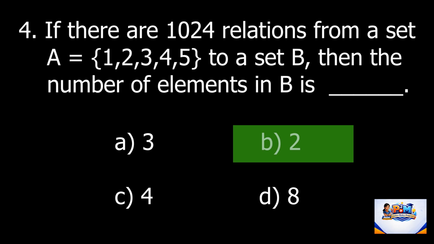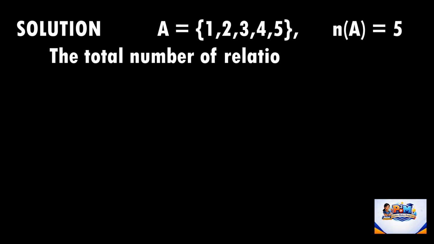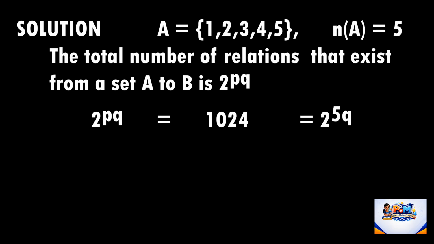Okay. Solution போலாமா? கொடுத்துருக்காங்க A equal to the set 1, 2, 3, 4, 5. அப்போ n of A ங்கிறது 5. Total number of relations that exist from A to B is 2 power PQ. அப்போ இந்த 2 power PQ தான் 1024. இங்கே P ங்கிறது 5. 2 power PQ equal to 1024. அப்போ 2 power 5 into Q equal to 1024.